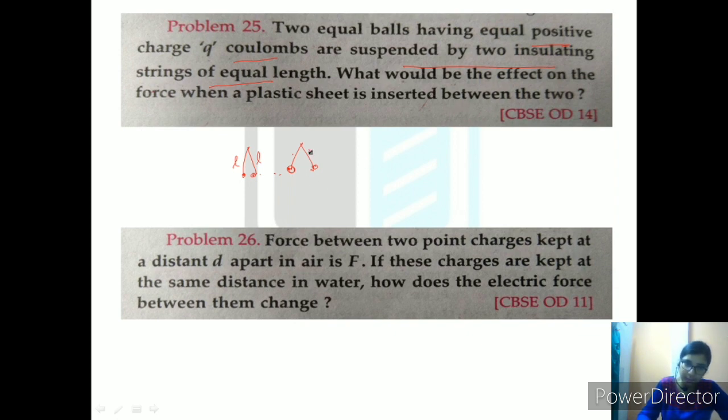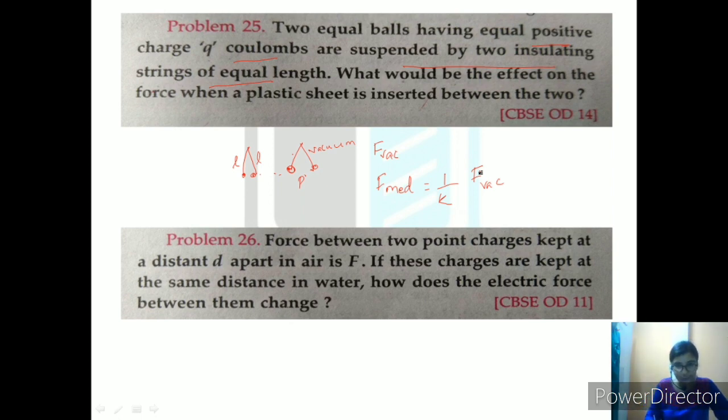Initially it is vacuum. In the vacuum, force acting between them is F, suppose F vacuum. Now if we place some plastic sheet in between these two charges, then what we know is when the medium is changed, force will decrease by what amount? 1 by k times the initial force. So what will happen to the force? Force will decrease by 1 by k times the force acting initially. So this is our answer.